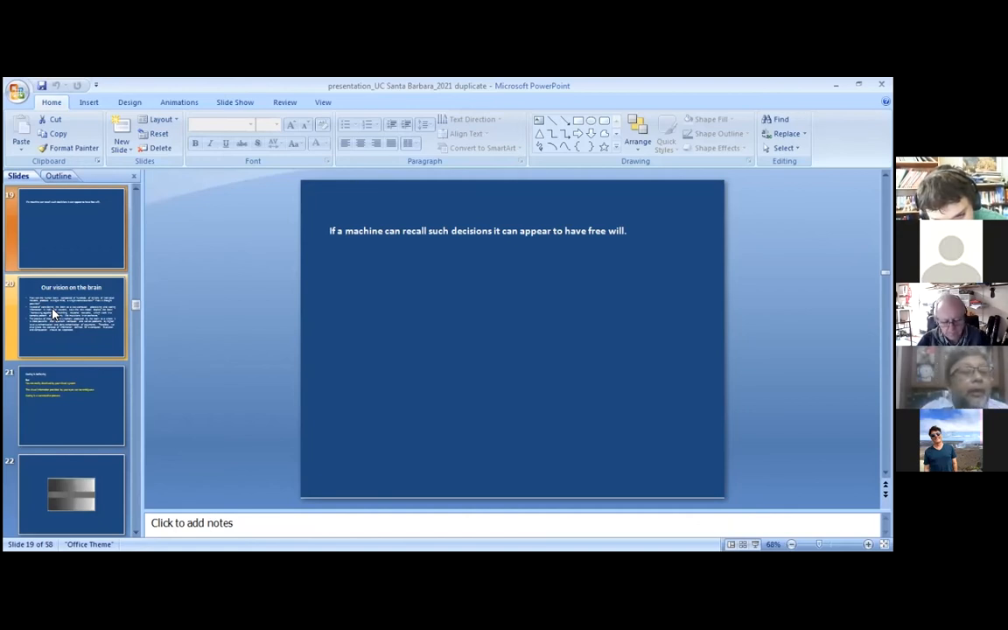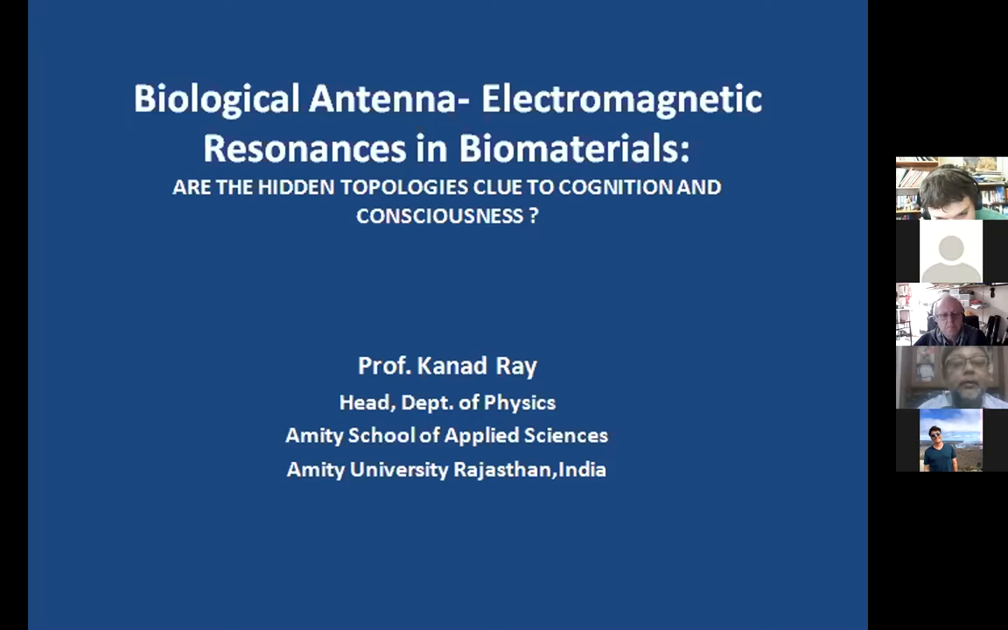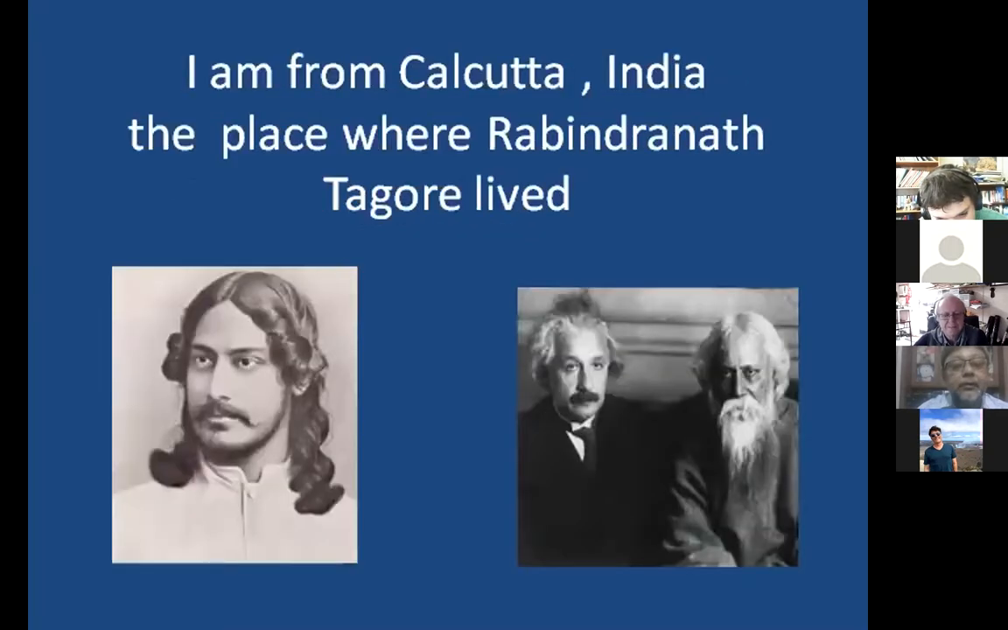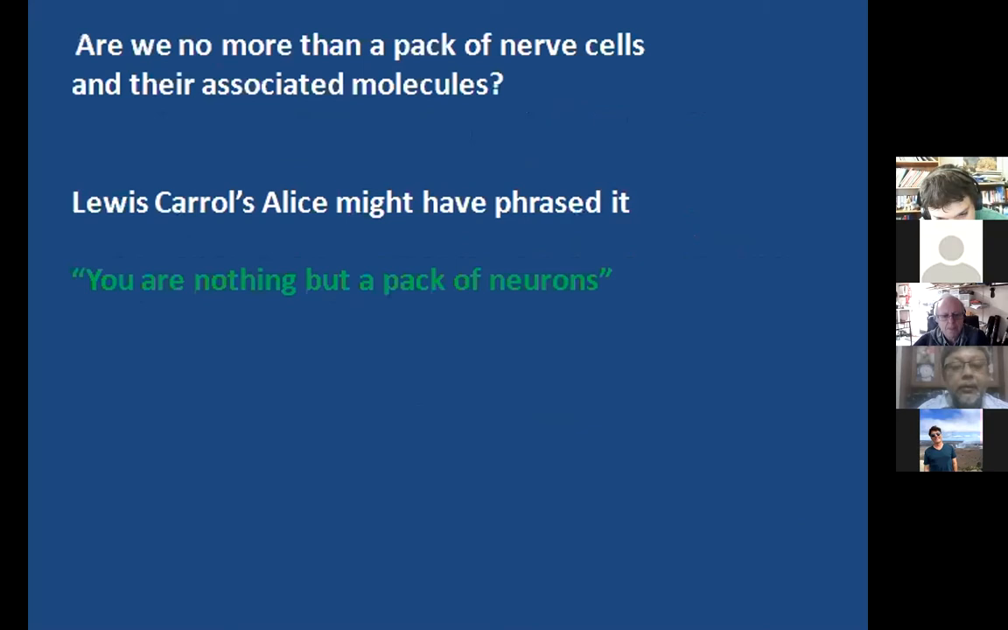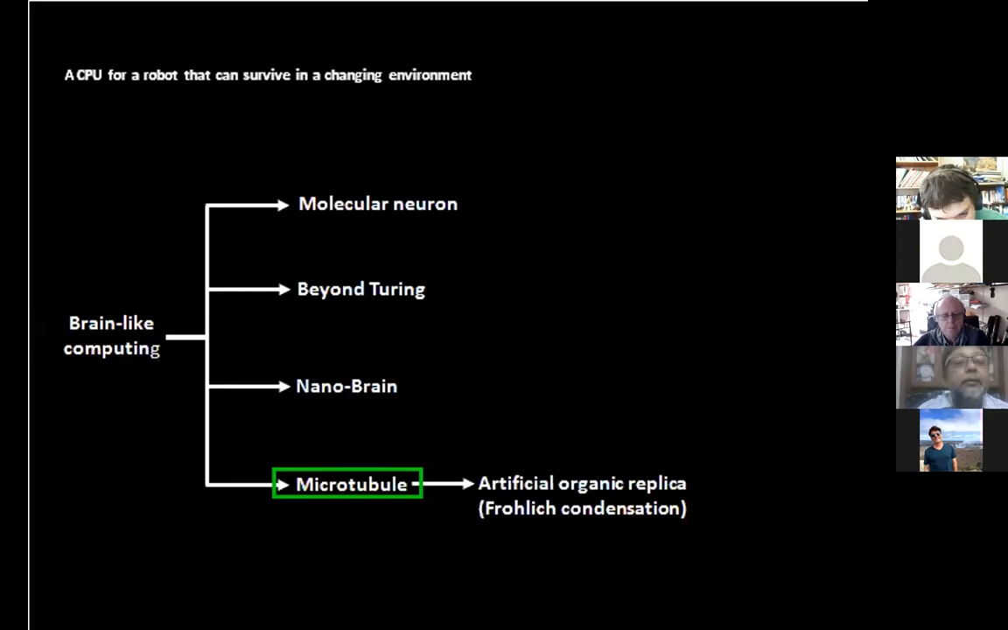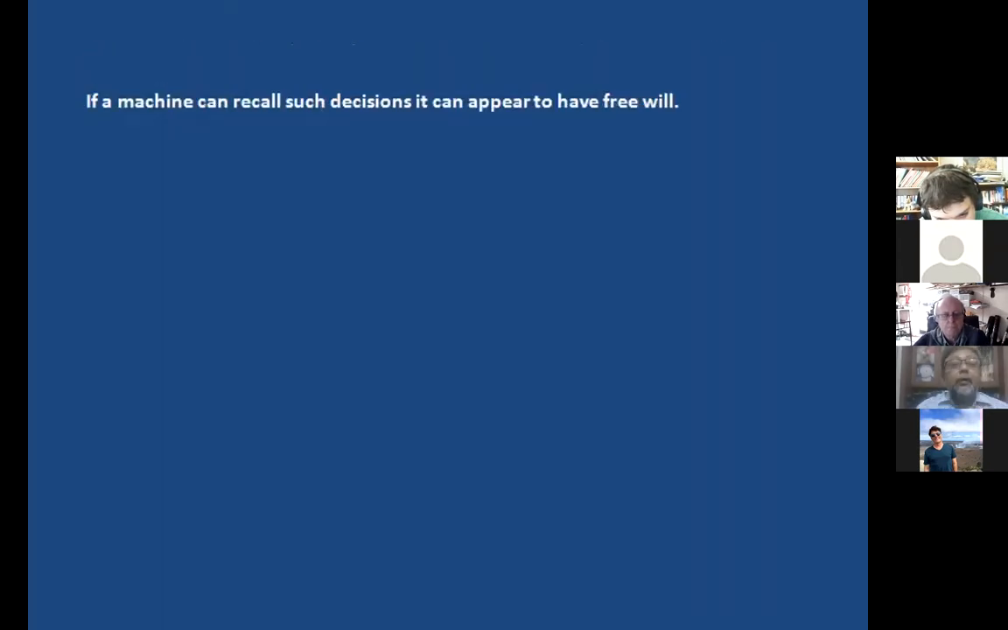So our vision of the brain... Sorry to interrupt, but if you could press that button again, was it F5? Yes, Shift F5 to get to that one. Yeah.